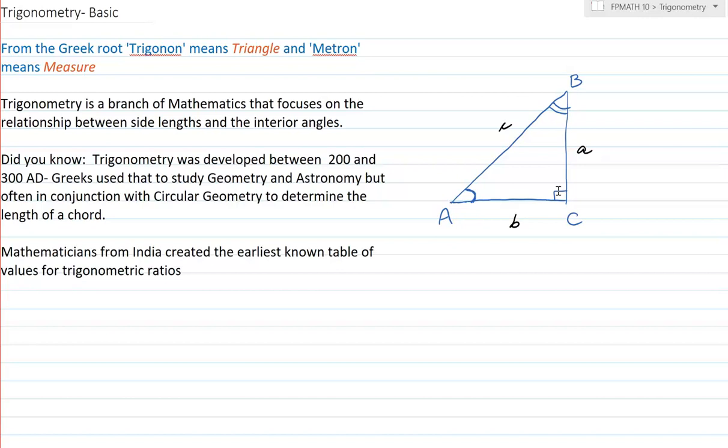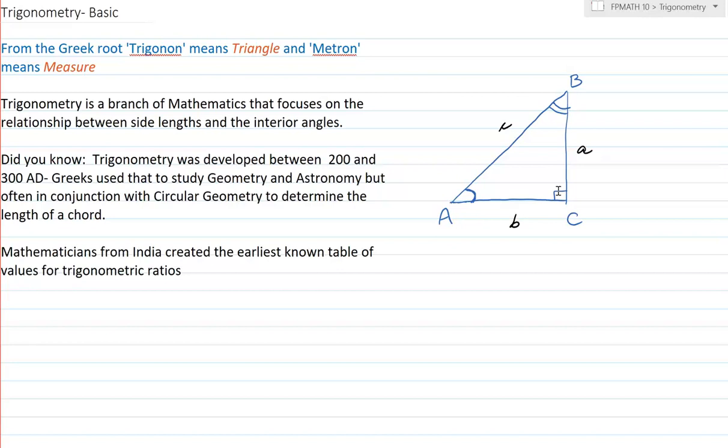So basically, trigonometry is the study of the relationship between the sides of a triangle. So if I have this triangle ABC here, the relationship between the sides A, B, C, and the interior angle of that right angle triangle, or triangles. Now in this case I have a right angle triangle, but trigonometry also works when you don't have a right angle triangle, but we will deal with that a little bit later on.